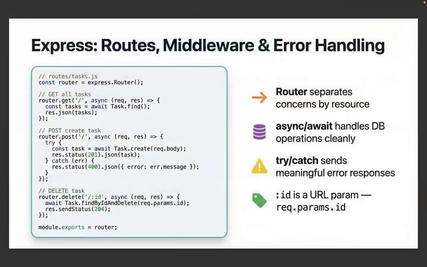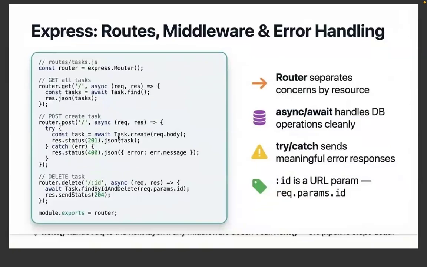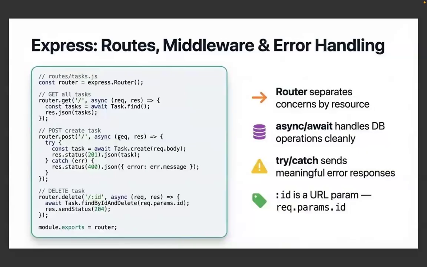Now let's look at what this looks like in actual code. On this slide, we have our route task.js file. Notice how we use express.Router at the top. This is crucial because a router separates our concerns by resources. Instead of dumping every single route into one massive server file, we put all task-related routes here. And then we look at the routes themselves. There are three key patterns I want to highlight.